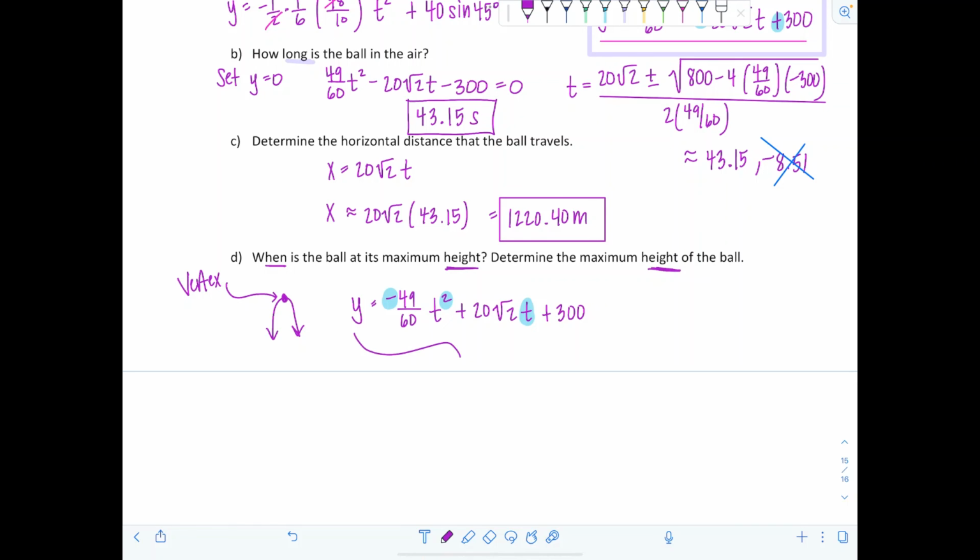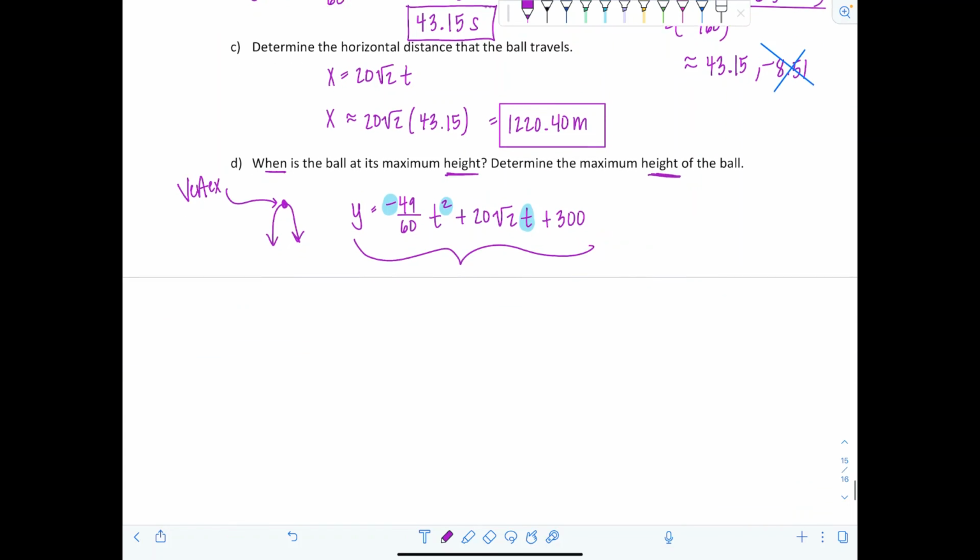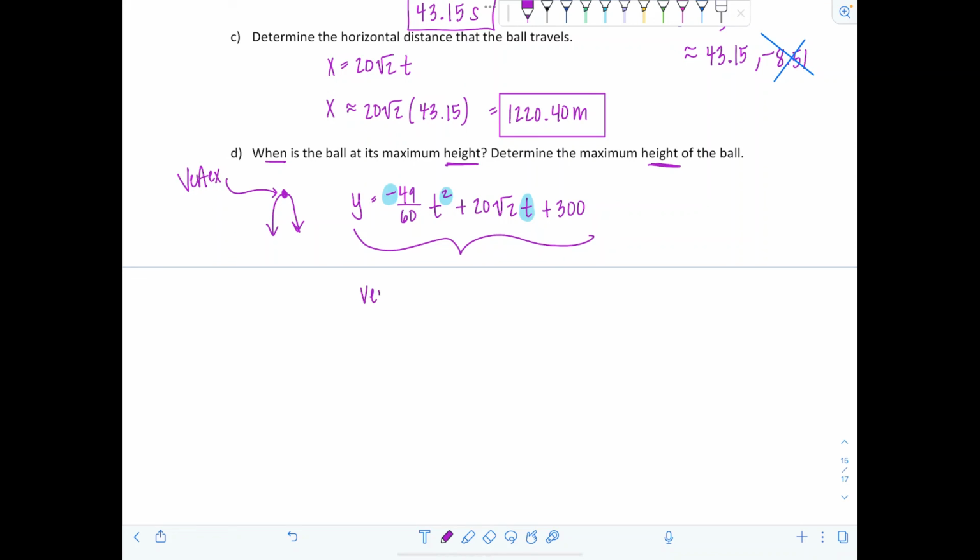Well, do you remember a quick way to find the vertex of a parabola? To find h, or in this case, I'm going to call it t, t equals opposite of b over 2a. Same a and b like from the quadratic formula. So opposite of b is going to be negative 20√2, over 2 times negative 49/60. And then if you round this, it's approximately 17.32 seconds.